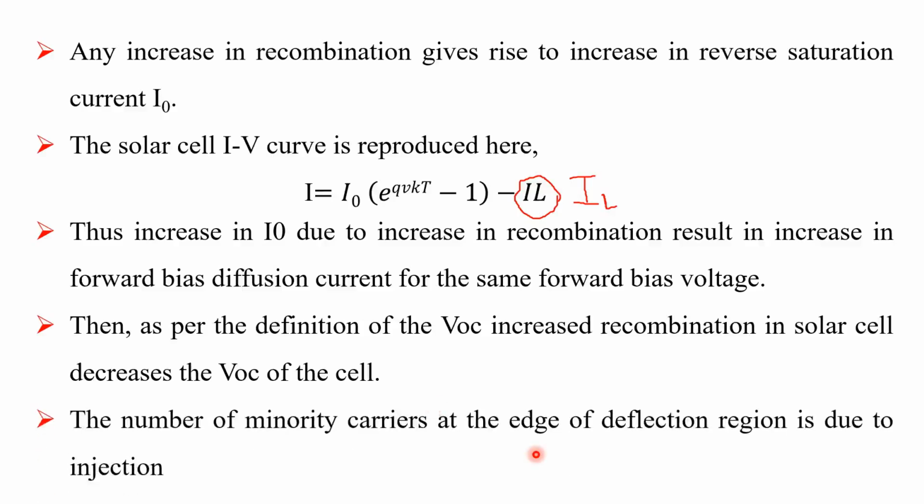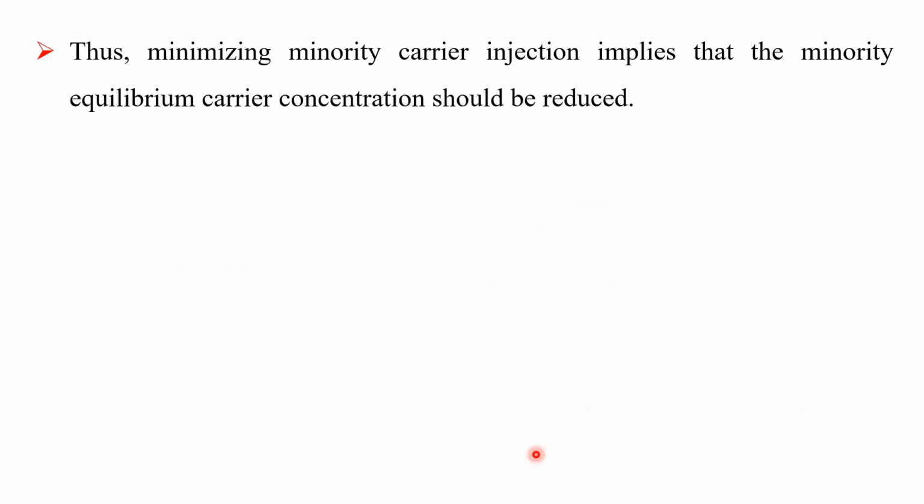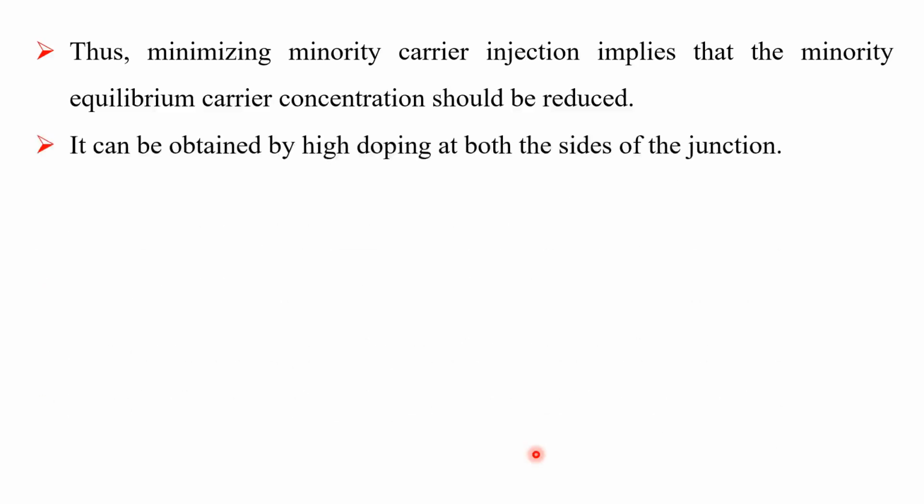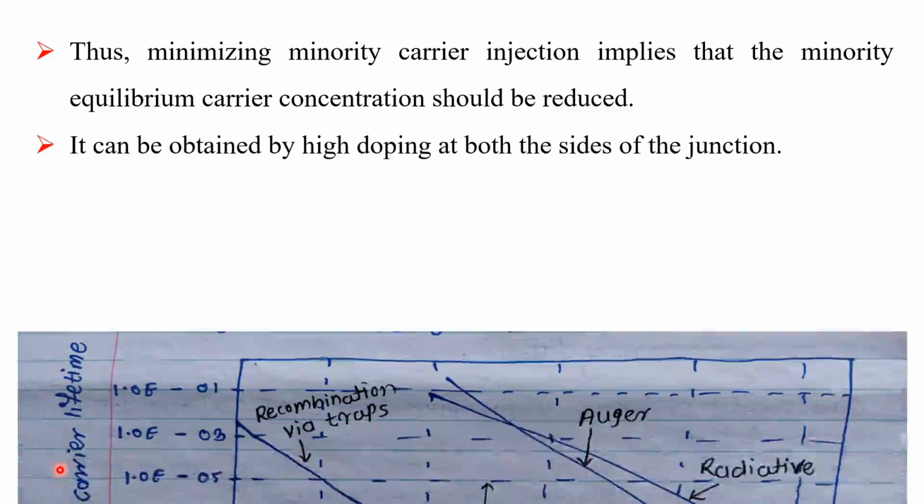The number of minority carriers at the edge of the depletion region is due to injection. Thus, minimizing minority carrier injection implies that the minority equilibrium carrier concentration should be reduced, and this can be obtained by high doping on both sides of the junction.